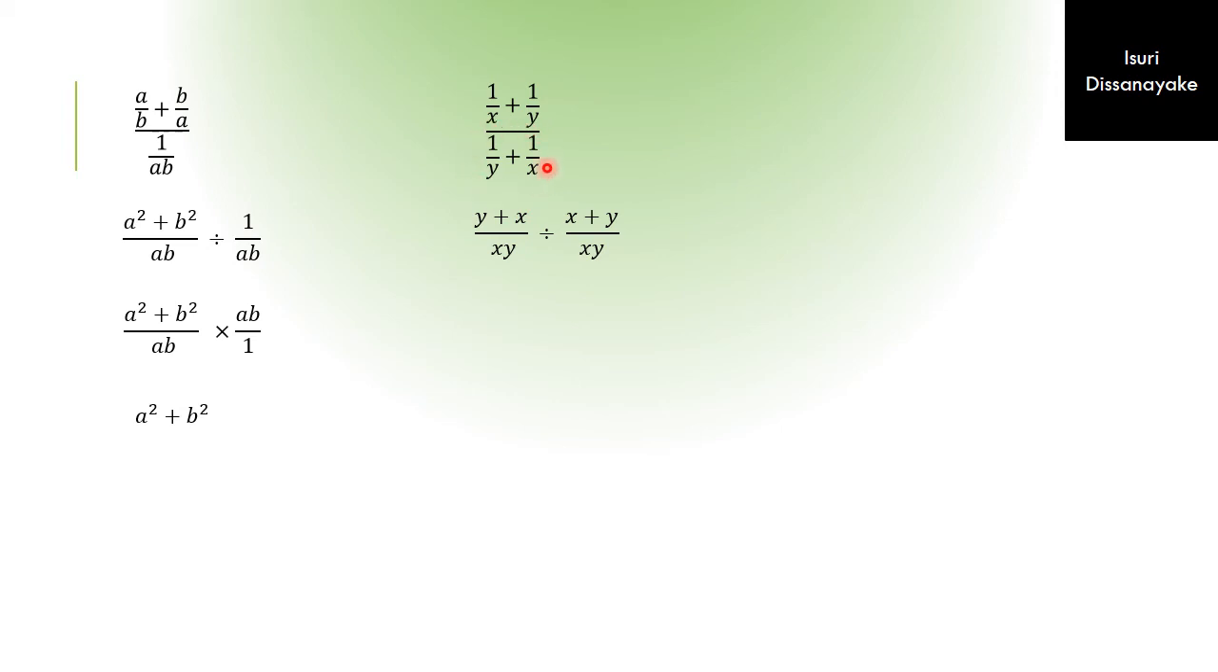Work out the denominator separately. So it's again x plus y over xy. So the numerator divided by denominator. Then x plus y over xy, division becomes multiplication. The next fraction reciprocal. You cancel off xy with xy, y plus x with x plus y. So your answer is 1.